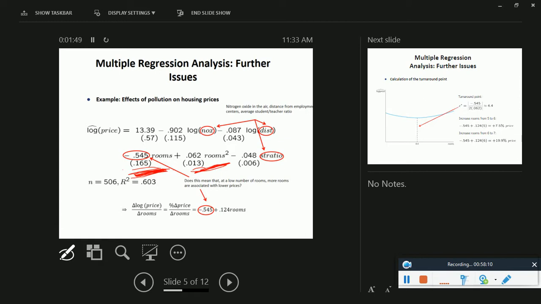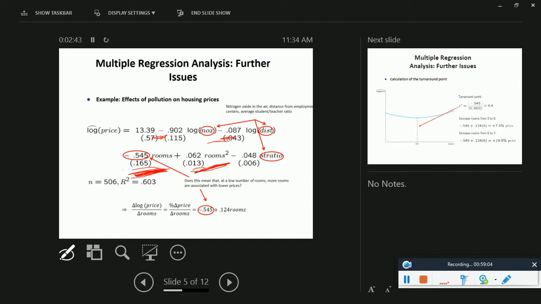does this mean that at a lower number of rooms, more rooms are associated with lower prices? So let's first look at the first component, which is the NOx, which is the nitrogen dioxide. If there is more nitrogen dioxide in the atmosphere, that would reduce the level of the housing prices, right? So it has a negative association, which makes sense. If more nitrogen dioxide in the air, lower would be the housing prices. The second part is the distance from employment centers. So if your house is further away from the employment centers, your housing price would decrease, right? Because maybe it's not accessible. If it's in the suburbs and no facilities are available, housing prices might be lower, right?